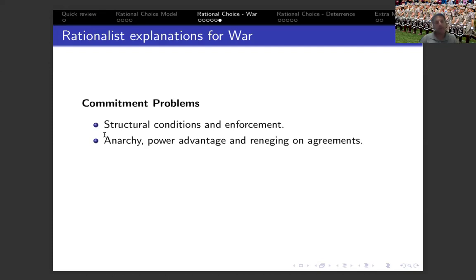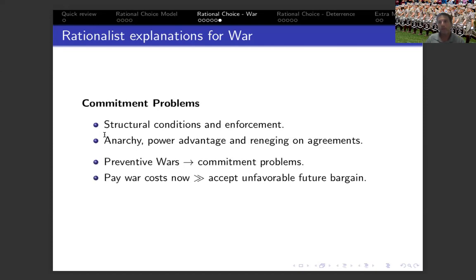So the basic logic of the mechanism is if one actor has an offensive advantage over her rival, then she has incentive to attack and reap the benefits of victory. And this is based on the structural condition, in this case, which is the anarchy in the global system, which complicates the ability to enforce bargains because there's no one central authority. So reneging on agreements is actually much easier. Now, this scenario is very much exemplary in preventative wars.